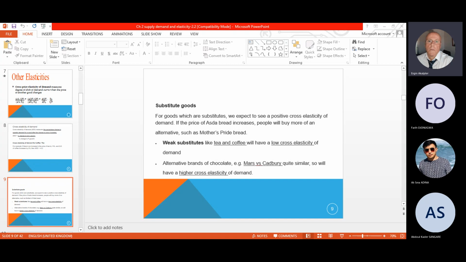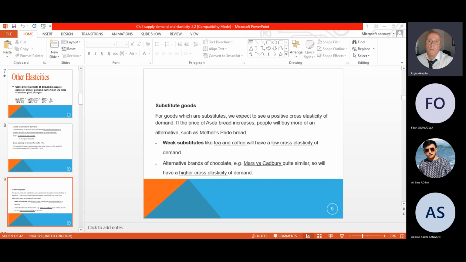So complements, such as a CD and a CD player, have a negative cross price elasticity, and substitute goods have a positive cross price elasticity. As the price of one good increases, the demand for the other good also increases. This is the substitution effect. And independent goods have a cross price elasticity of 0. As the price of one good increases, the demand for the second good is unchanged.